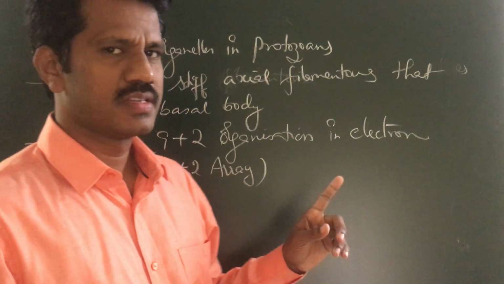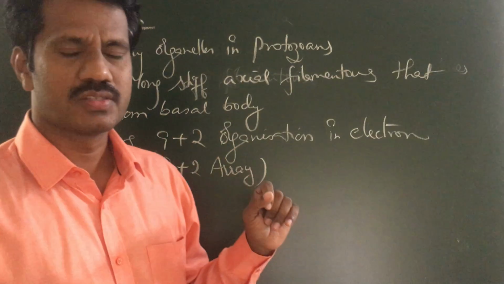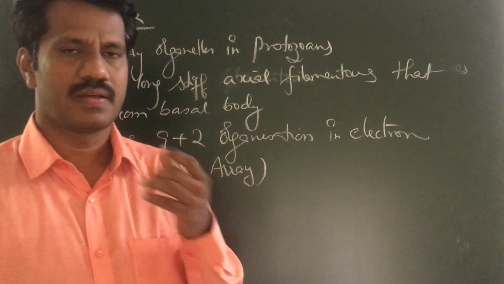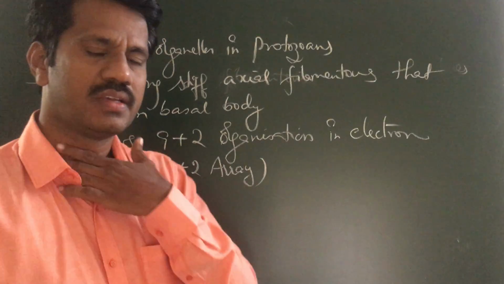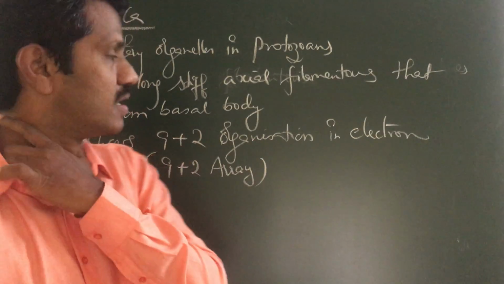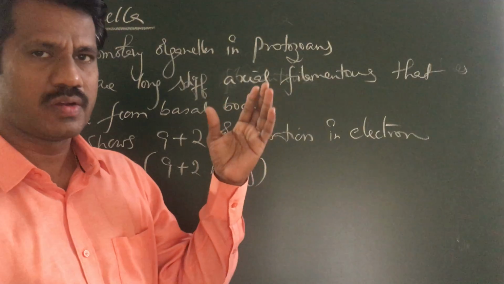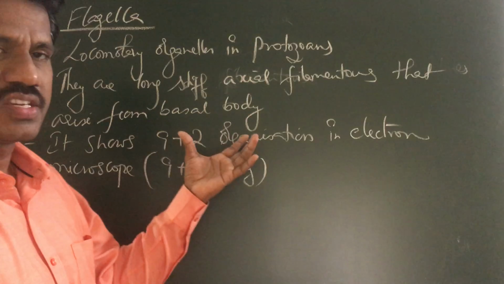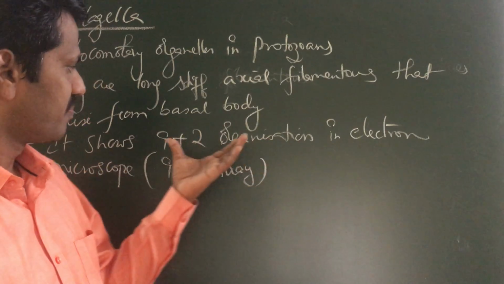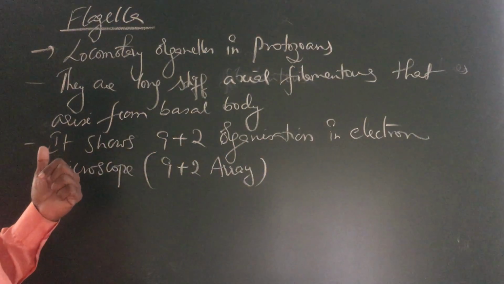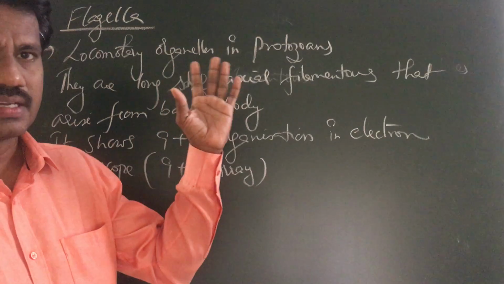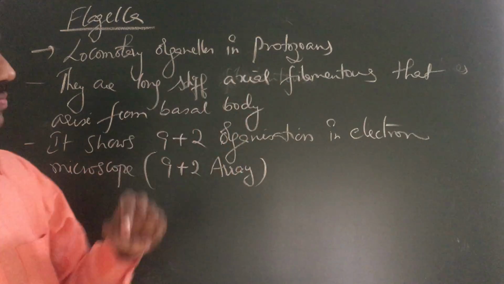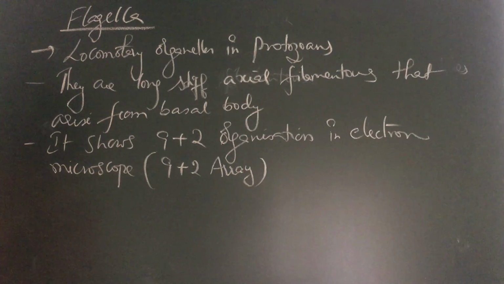Last class we were discussing the flagella. So, cilia and flagella: how does the movement take place, and what is the structure? When you take the cross section of the cilia and flagella, how the structure is organized and arranged, we are discussing. Generally, first flagella, as I already told, is a locomotory organelle of protozoans.